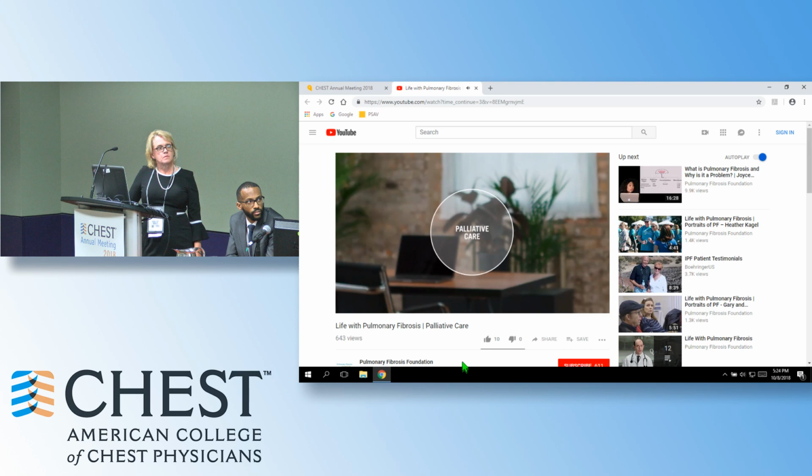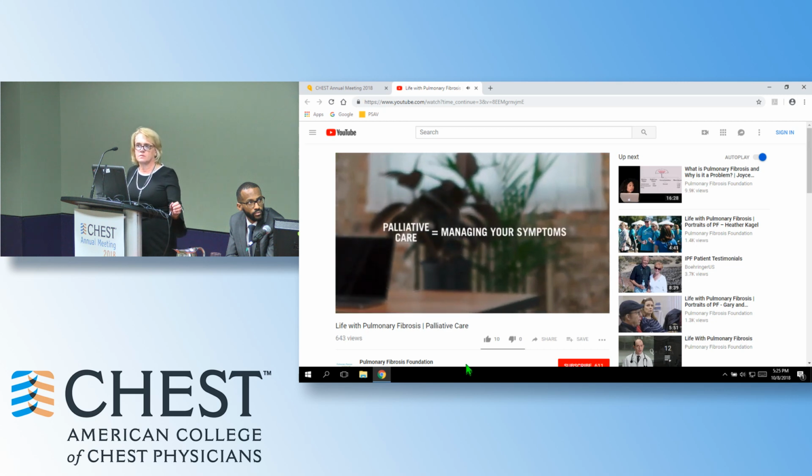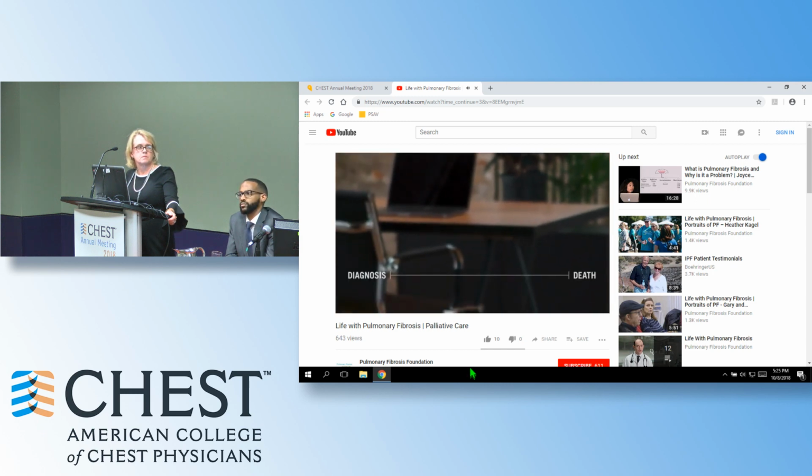There is a trend towards using the term supportive care instead of the term palliative care. Some call it quality of life care. Recently, we've heard the term comfort care. These terms all mean the same thing: managing your symptoms so that you can achieve your best quality of life. Palliative care is different than hospice care and can begin at diagnosis. It can begin at the same time as any medical treatment, including a lung transplant.